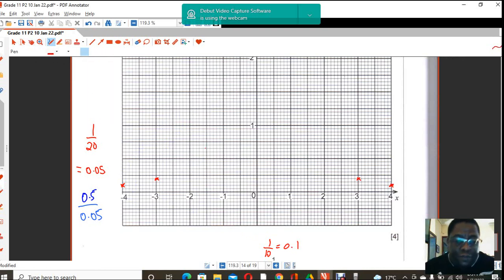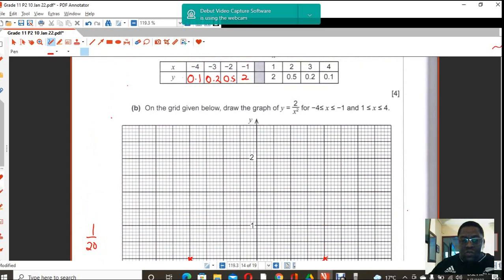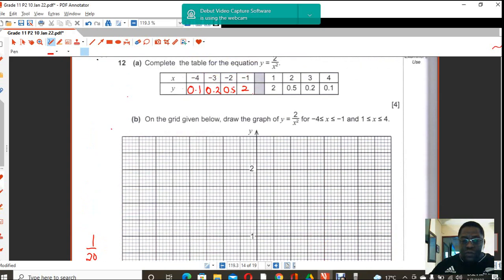Let me bring the red. So that's 5, 10. So all the way here. So 2 goes all the way here. And then -1 or 1 is all the way up to 2. All the way up to 2.